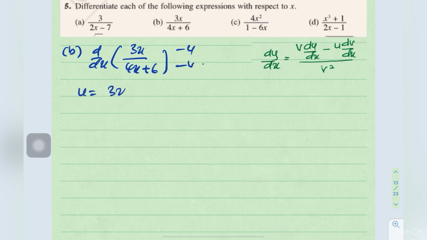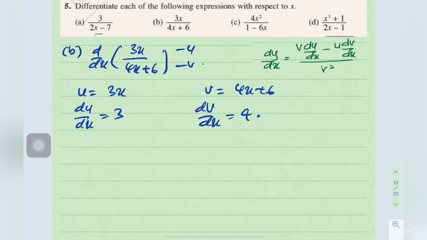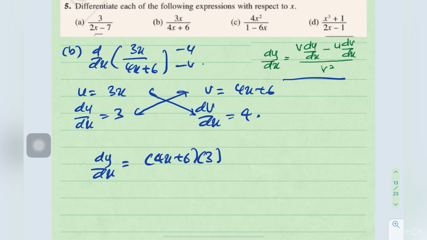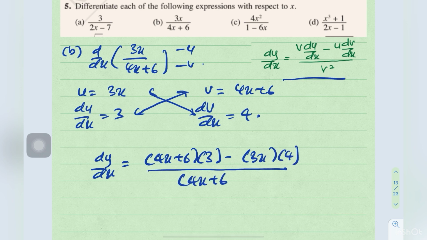So u is 3x, du/dx is 3. v is 4x plus 6, dv/dx equals 4. Okay, formula for this one: dy/dx equals v du/dx minus u dv/dx over v squared. Okay, v first. So dy/dx equals (4x plus 6) times 3 minus 3x times 4, over v squared, which is (4x plus 6) squared.